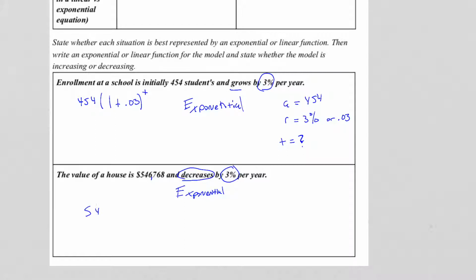So this is going to be, and I think we've actually done this problem in the homework before, decreasing by 1 minus 0.03, all raised to the power of t. So that's it for this section. Let's flip to the next page.